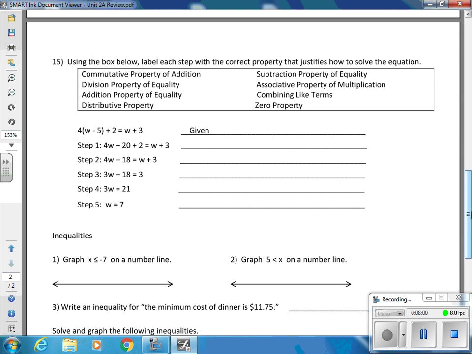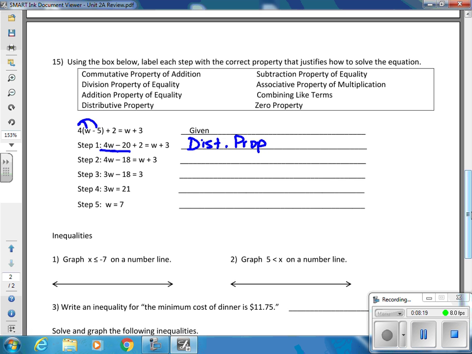But when you go to do step 1, you have to ask yourself, how did I get from what was given to me to step 1? If you know the process of how to solve something, you can see that the parentheses are no longer there, which means they did 4 times w to get 4w and 4 times negative 5 to get minus 20. And that's known as the distributive property.